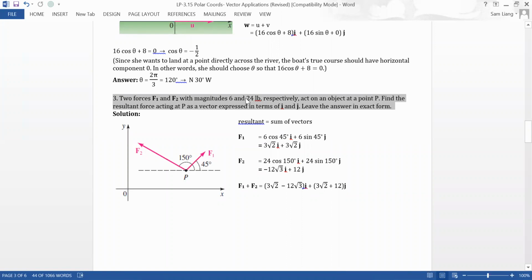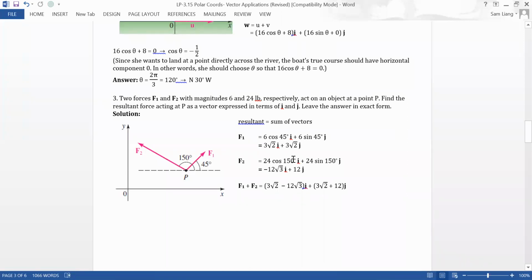For F2, the magnitude is 24. So it would be magnitude times cosine theta i plus magnitude times sine theta j, right? So magnitude here is 24. Angle is 150 degrees. I know this isn't quadrant 1 technically, as you see from this diagram, but we have to refer to the direction. So it's facing west, right? It's facing that way. So the angle that we're going to use is 150 degrees. Again, I know this is confusing since you see the XY axis here. It's technically in quadrant 1 where it's located, but again we have to note the direction that it's facing, which is left. All right, so that's why we're going to use 150 degrees.